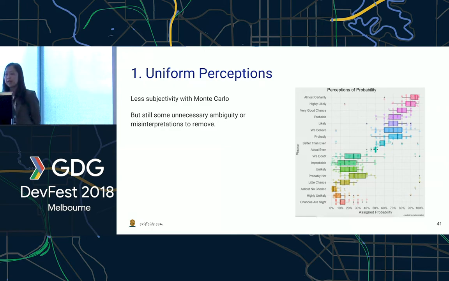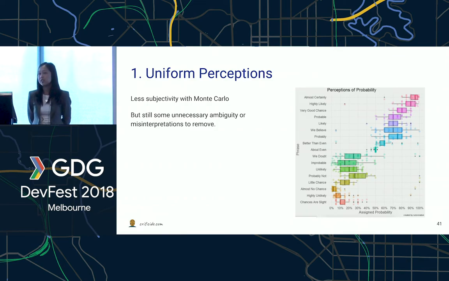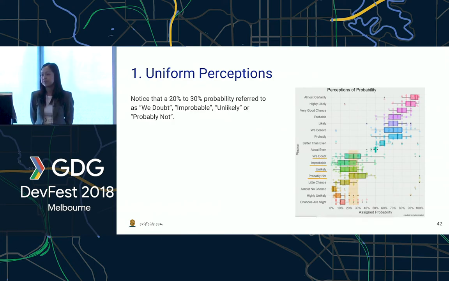One, uniform perceptions. By default, the Monte Carlo helps us to do this because it minimizes the layers of interpretation compared to our traditional estimation techniques. Applying the Monte Carlo empowers us with more precise data, specifically those probabilities. And with these probabilities, there is less room for ambiguity or subjectivity. But we should be aware that they can also be miscommunicated.